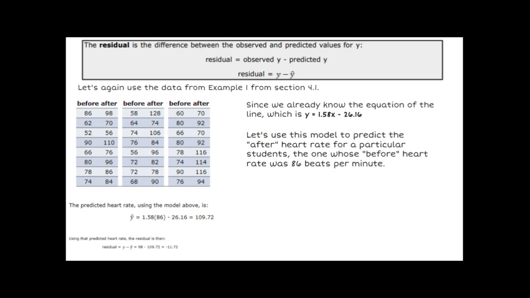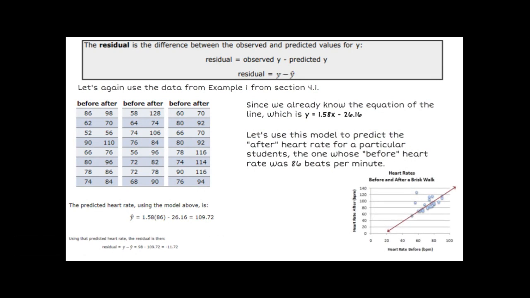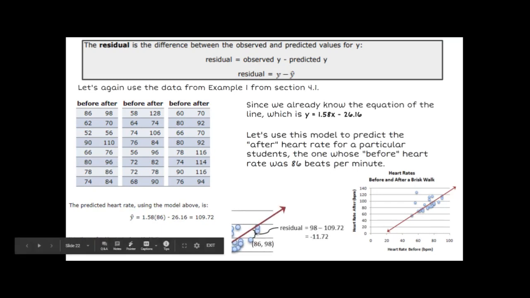Here the residual is negative since the predicted value was more than the actual observed after heart rate. So here's the residual on a particular student. This is the scatter diagram from earlier. The residual when we pick the student with 86 beats per minute will be negative 11.72. Here's the zoomed-in picture. It's below that line. That's why the residual is negative. There's an error. Got it.